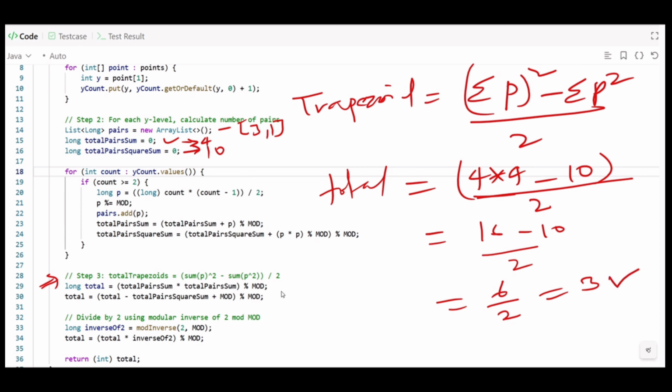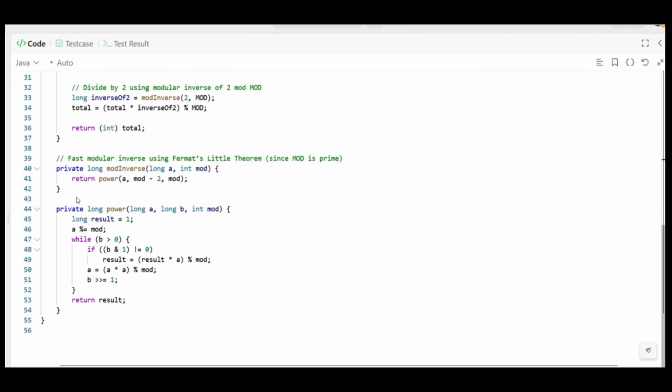So these things we are doing here, means we get the total like this, and then you will take this value and you will find the total. Okay, but you also have to divide by 2 using a modular inverse of 2 mod, right? So there will be an inverse of 2. We'll find the mod inverse and we'll find the total, and then we'll return this. So let's understand what this is. Let's understand the modular function first, then we'll understand why we are using this.